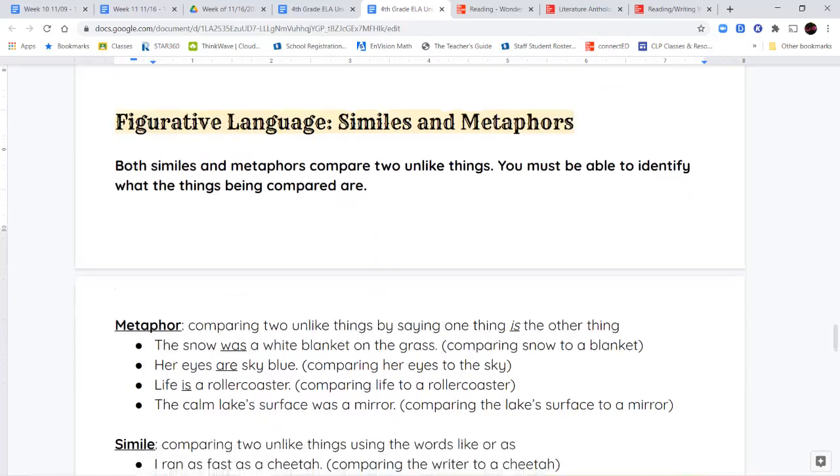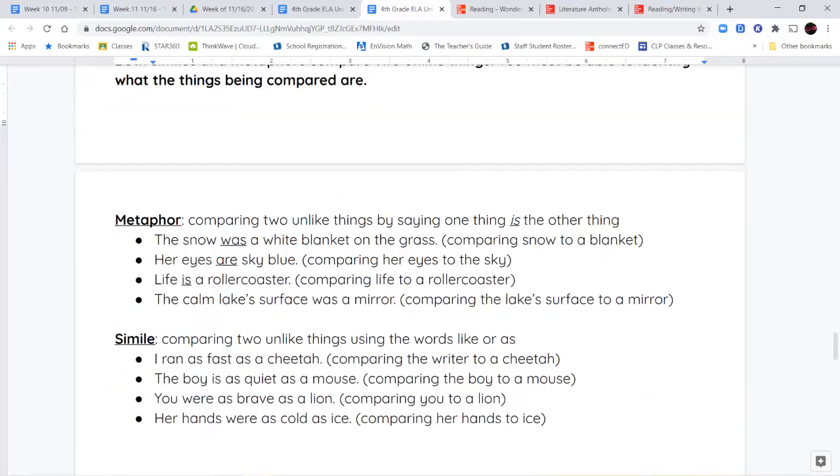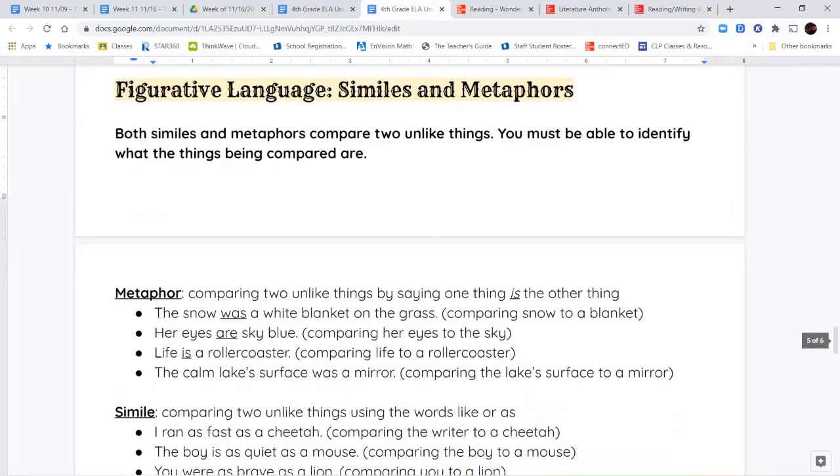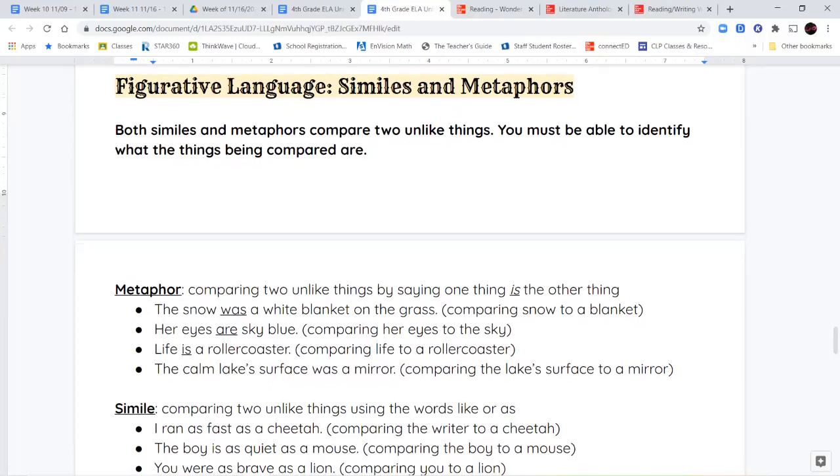All right, and one of the last things we're going to talk about today is figurative language. So we're going to talk about similes and metaphors. Now, both similes and metaphors are comparing 2 things that are not the same. You need to be able to identify, this is very important, what the things that are being compared are. So you need to know, what are we comparing? I'm comparing this thing to that thing.